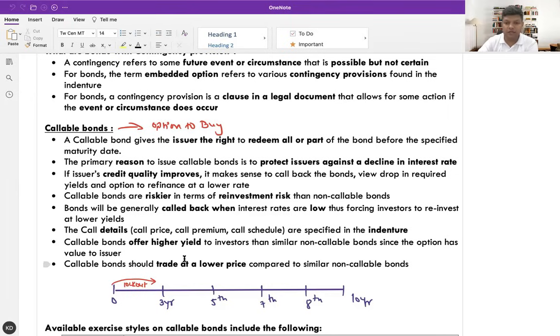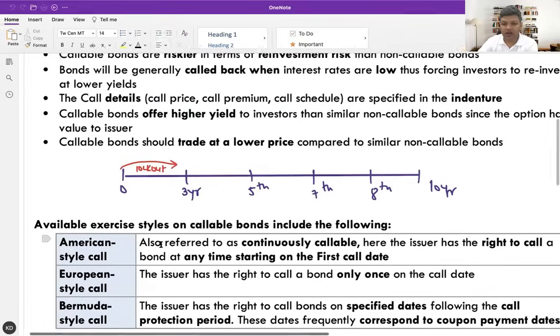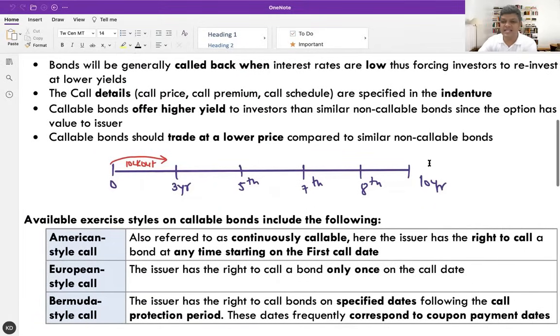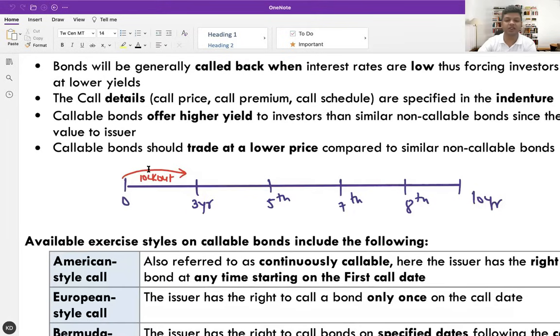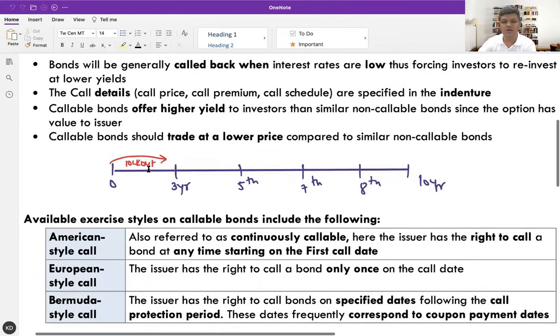Now, if you see a structure here, there is something that I've mentioned. It's a 10-year bond. It's a 10-year callable bond. What is happening for the first 3 years? I've mentioned something here in the red. Is that visible? Lockout. What is lockout? Lockout means that for the first 3 years, the issuer cannot call back the bond. So you can be rest assured that for the first 3 years, the bond will not be called back. But after 3 years, the issuer has a choice to call back. Clear?